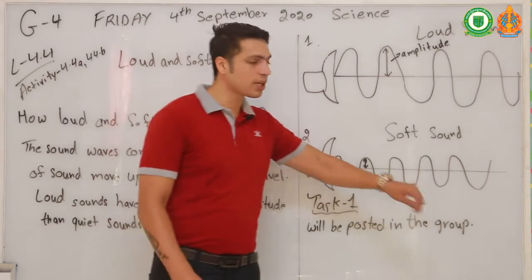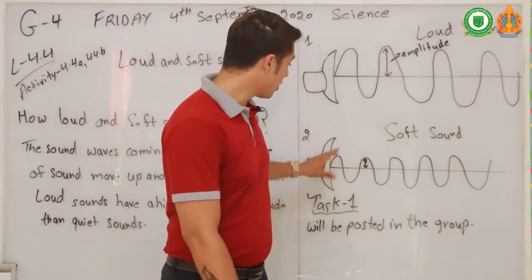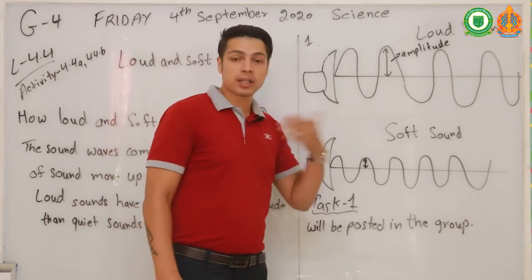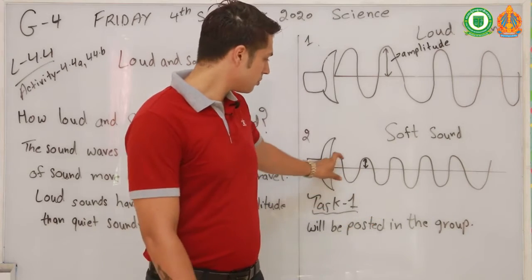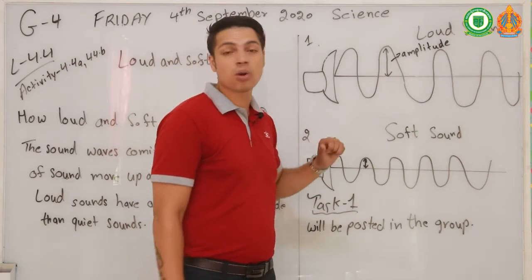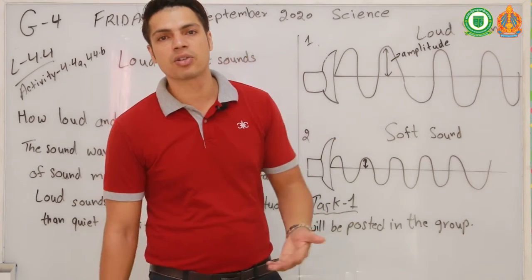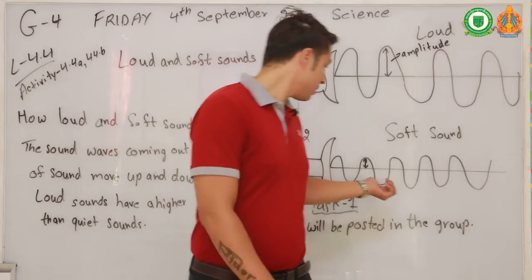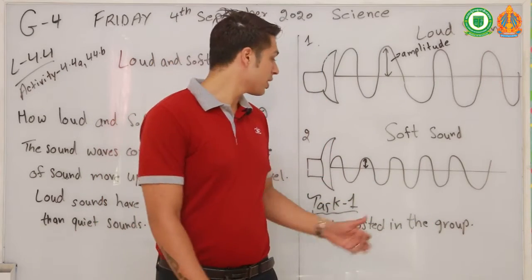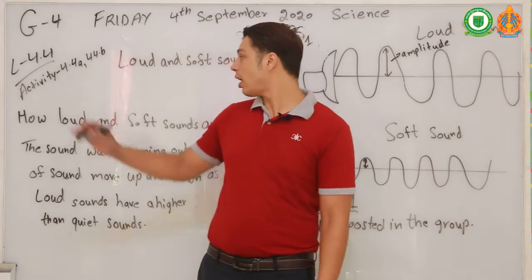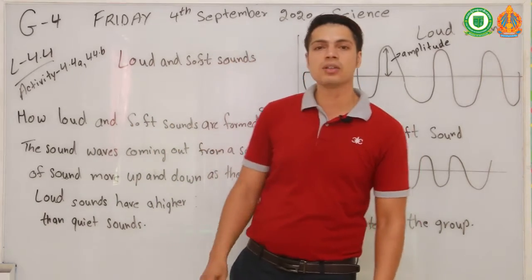That's why soft sounds cannot travel for long, because when they come out from the source of sound, they already have low amplitude. They don't have high amplitude, they only have low amplitude, so that's why they cannot travel further. They cannot travel far, and they cannot spread a lot. So that's it for how loud and soft sounds work.